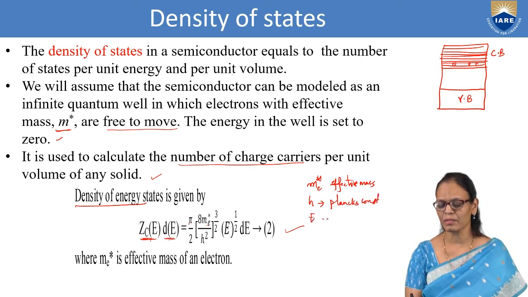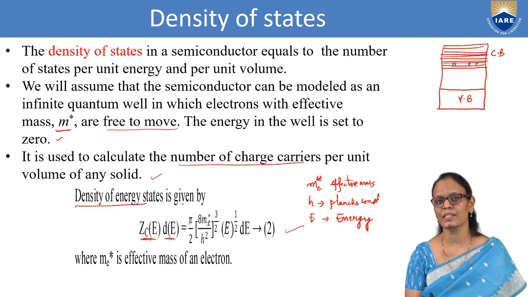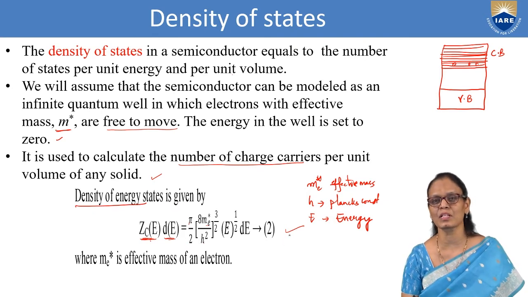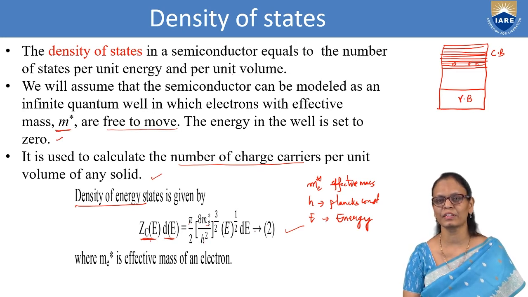And E is the energy. So in order to get the density of states, we will directly use this formula: pi by 2, (8 m e star by h square) power 3 by 2, E power half dE.